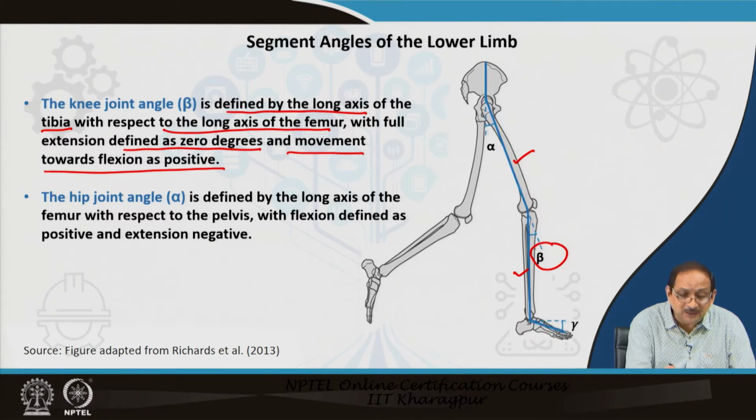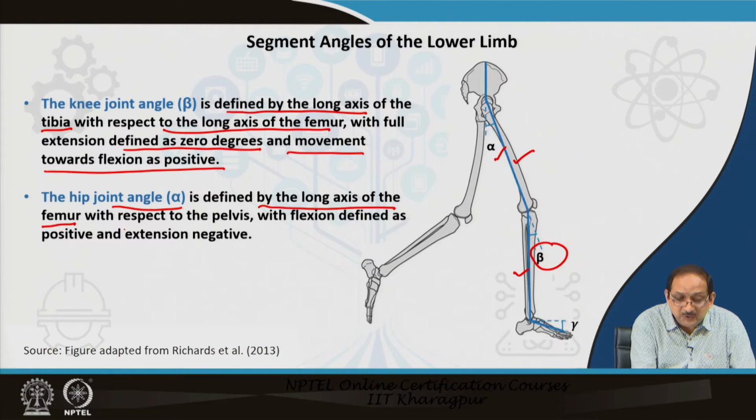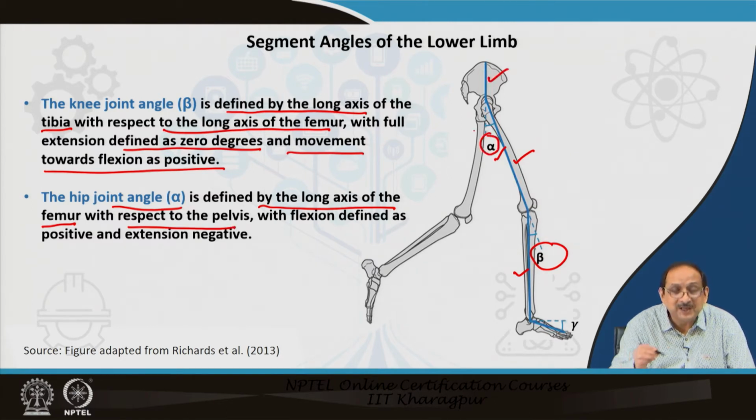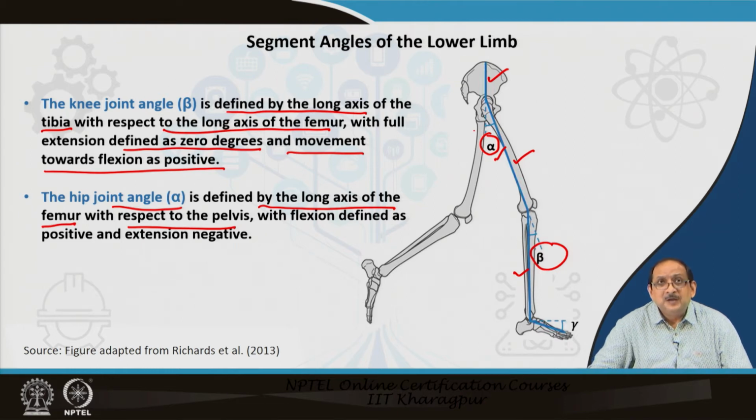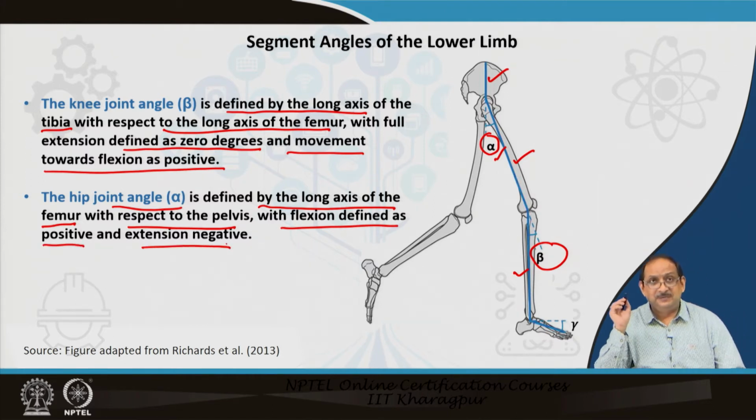The hip angle alpha, or the hip joint angle alpha, is defined by the long axis of the femur, as indicated earlier, with respect to the pelvis. So, this is the angle subtended, that is the angle alpha, the hip joint angle, with flexion defined as positive and extension as negative.